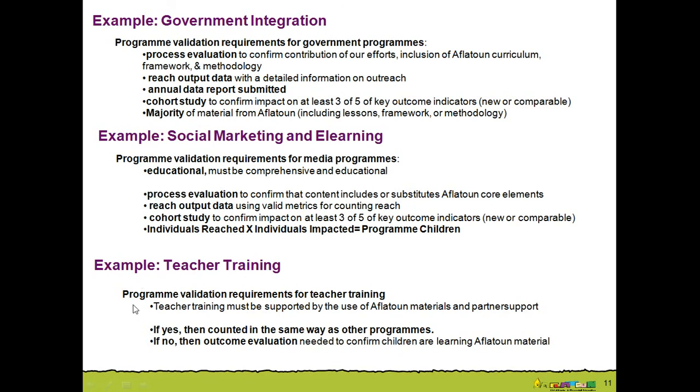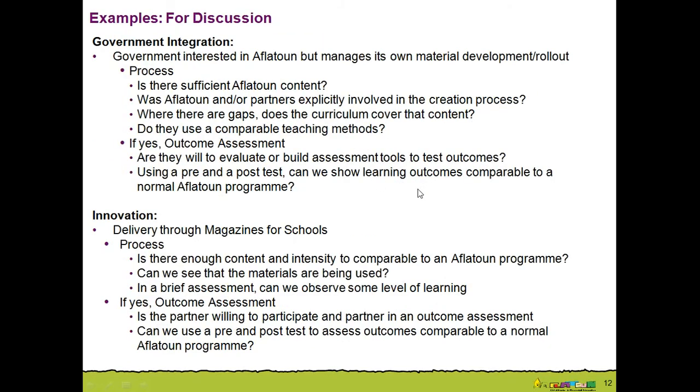Another example is teacher training. If teacher training institutes are partnering with Aflatoun partners and working directly with Aflatoun partners, then we will basically treat these as normal programs if they have all the core components and are delivering to children. If they're not linked to a partner, then we have to do some sort of outcome evaluation and process evaluation to make sure that they're indeed implementing the program and actually teaching children in the end, and not just training teachers and never delivering social financial education to the children.